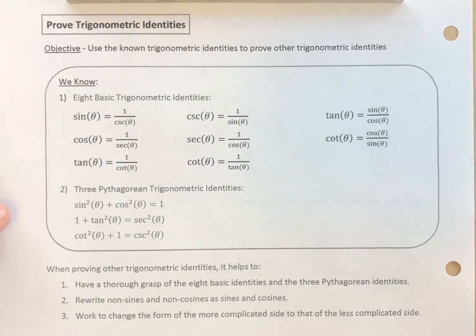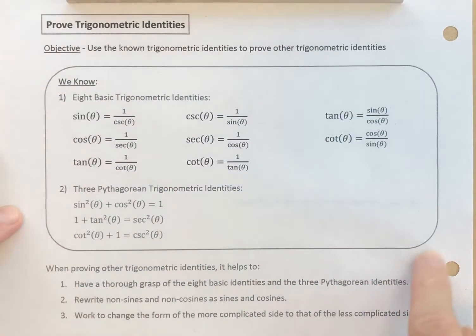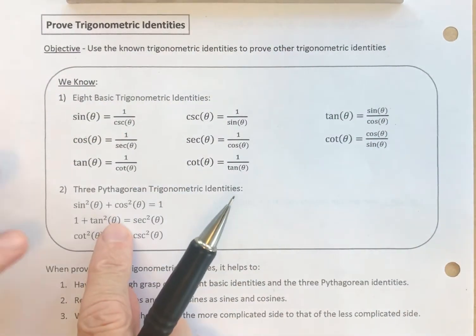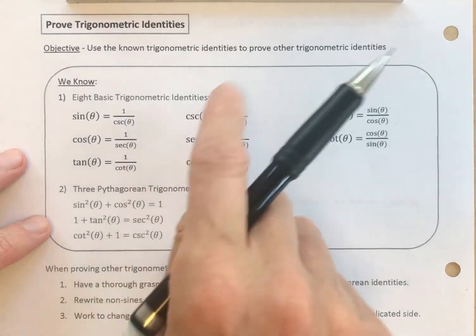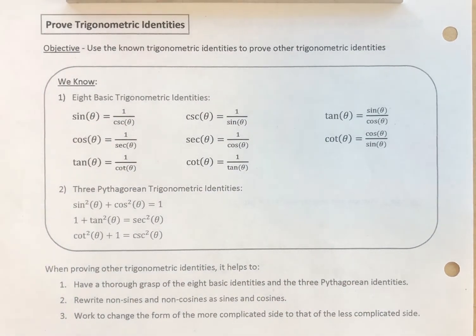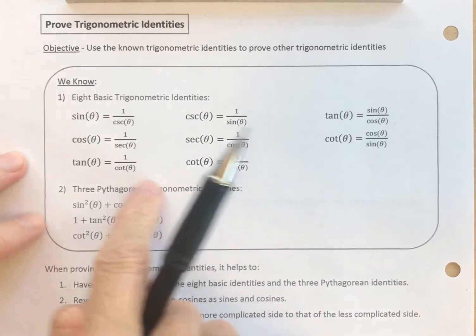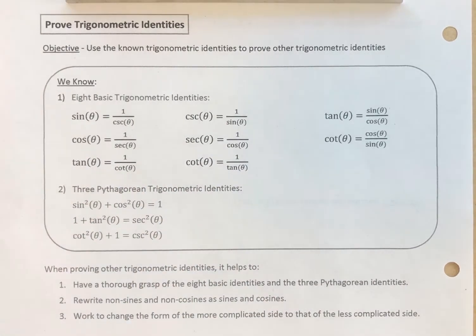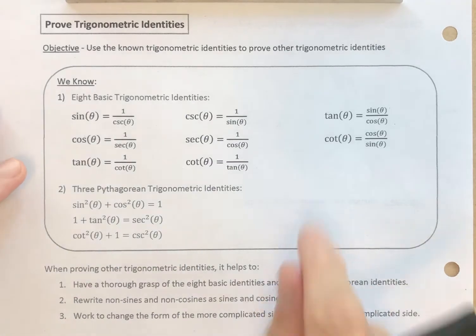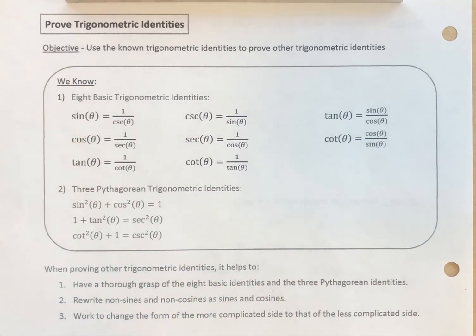All right, what do we know? Well, we pulled in this last video as well, the same stuff. We know these 8, 9, 10, 11. We know these 11 trigonometric identities. The first 8 I've called the basic ones. The last 3 here I've called the Pythagorean ones. And we want to make use of these to prove some other identities.